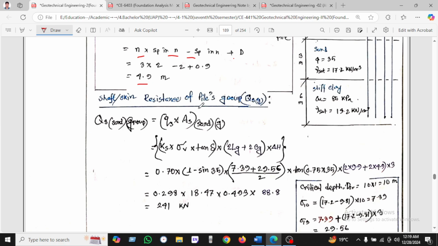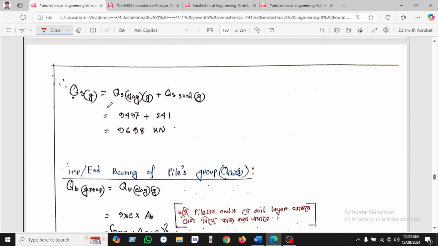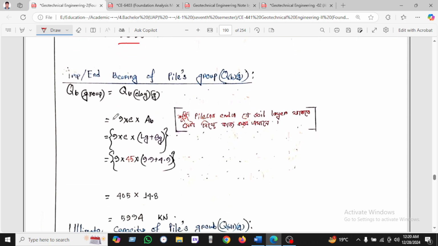For the shaft resistance of the pile capacity, we can use this formula. Before putting in this formula, we have to find out the critical depth, which is 10 into D, and found 10. When the depth is 10, we found 17.2, 9.9 minus 9.9, which is 7.93, and for 13 found 29.56. And putting all these values in this formula, we found 241 kilonewton. And for the skin friction, Q clay plus Q sand, we found 9698 kilonewton.